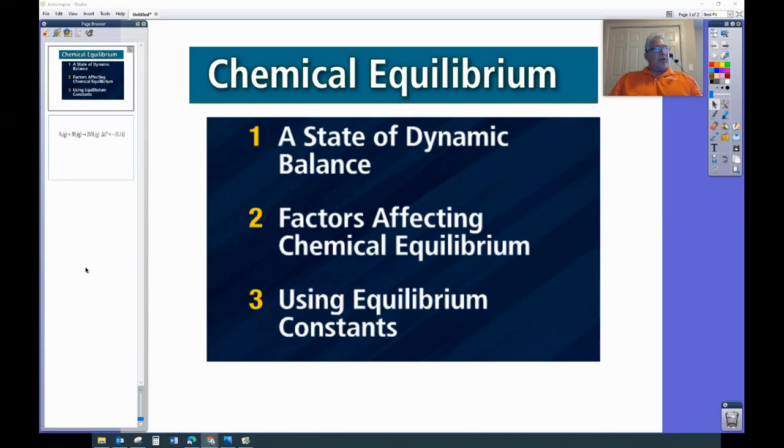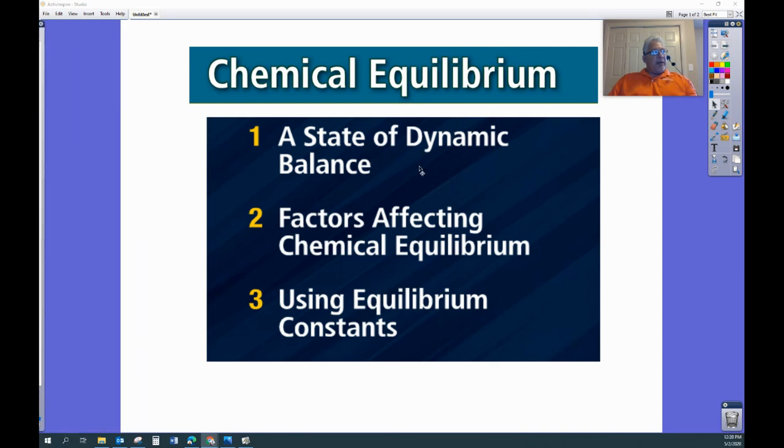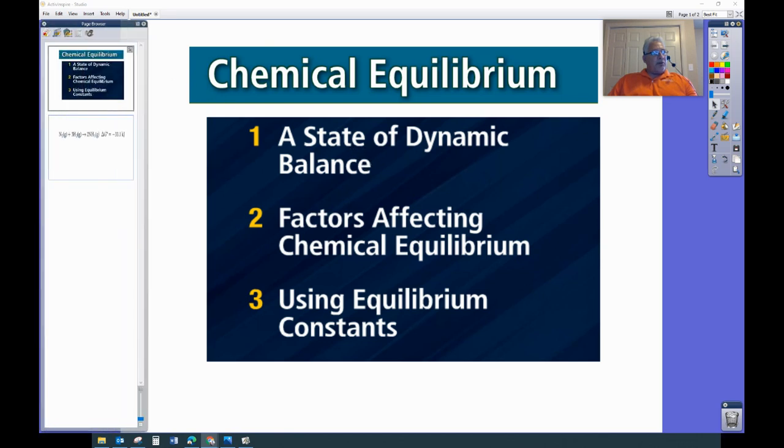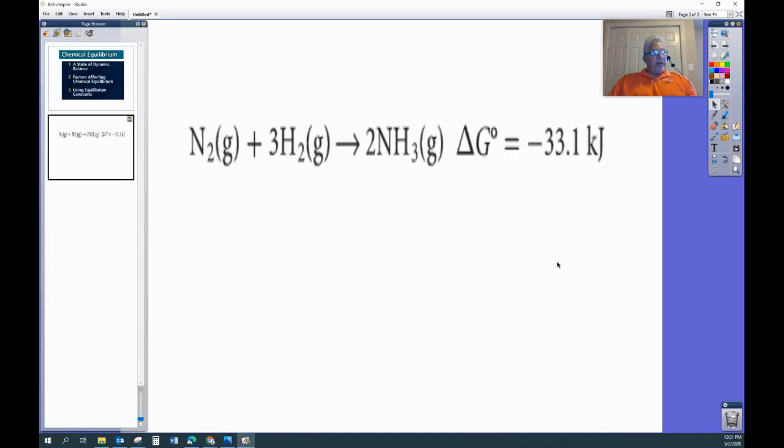Hello, today we are going to talk about chemical equilibrium. In chemical equilibrium, the topics will be a state of dynamic balance, factors affecting chemical equilibrium, and using the equilibrium constant. In order to start explaining the first topic, let's go over a chemical reaction.